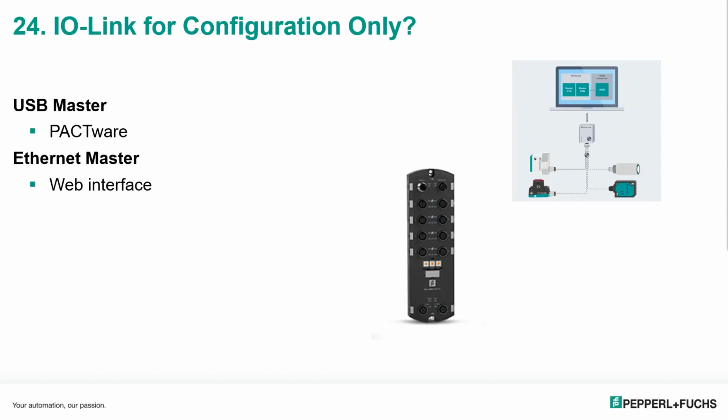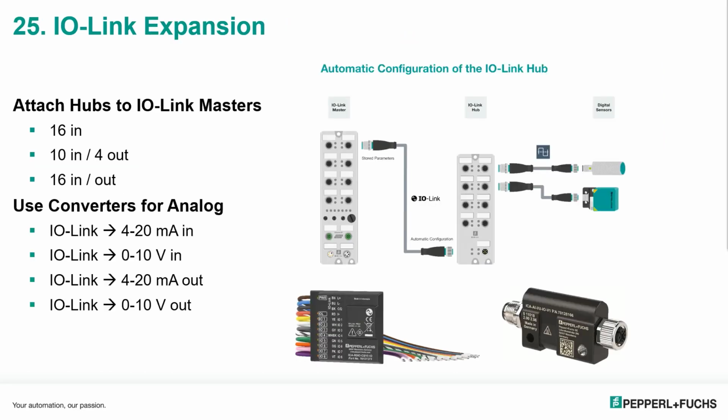Okay, so we talked about using IO-Link for control, but I also mentioned that you can use IO-Link for configuration only. In that case, there are IO-Link masters that you can use directly with your PC, just the USB port. You plug it in, plug your sensor in, you're ready to go. The configuration software often used is called PACTware. If you want an Ethernet connection, I suggest an IO-Link master that you can upload the IODD files to. You can configure those devices that way as well.